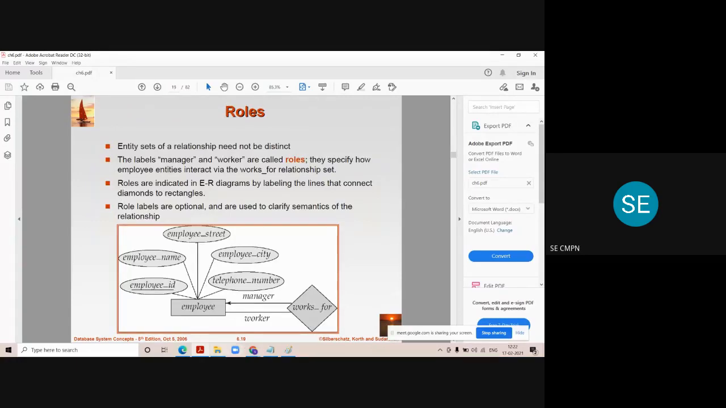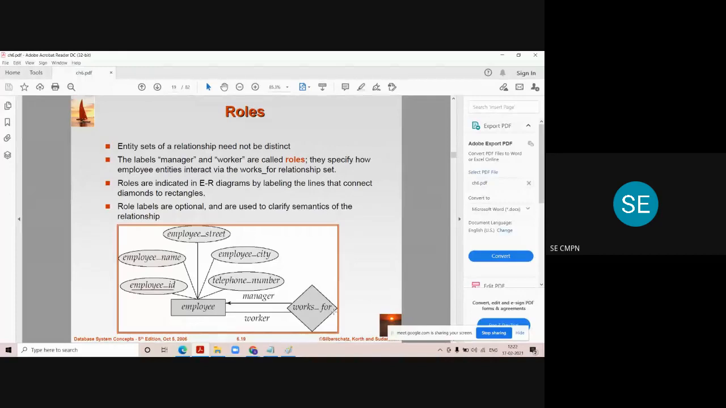Sometimes an entity needs to connect to itself, an entity related to itself. We have studied self-referential structures in C programming language, where a structure represents itself. Similarly, we have an entity which relates to itself in an ER diagram. So here you can see this is the employee entity, and we have the relationship set that is called works for.